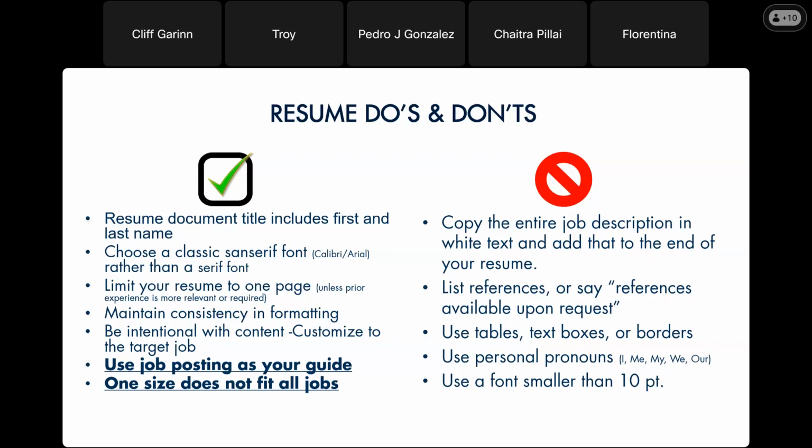Now, things you want to avoid. Avoid copying the entire description in white text or adding it at the end of your resume. And I know that you were kidding when you mentioned that, trying to make the presentation fun. Do you mean this is not fun? Am I not being fun enough?